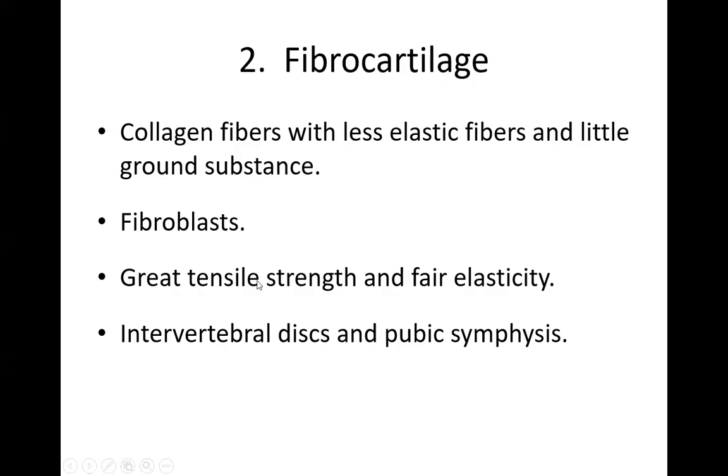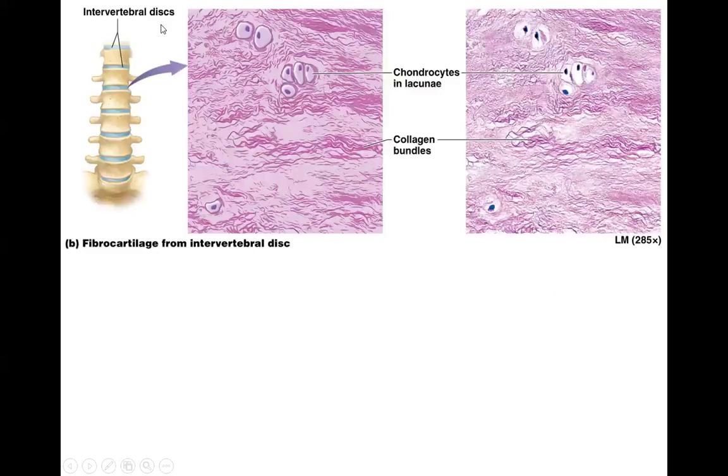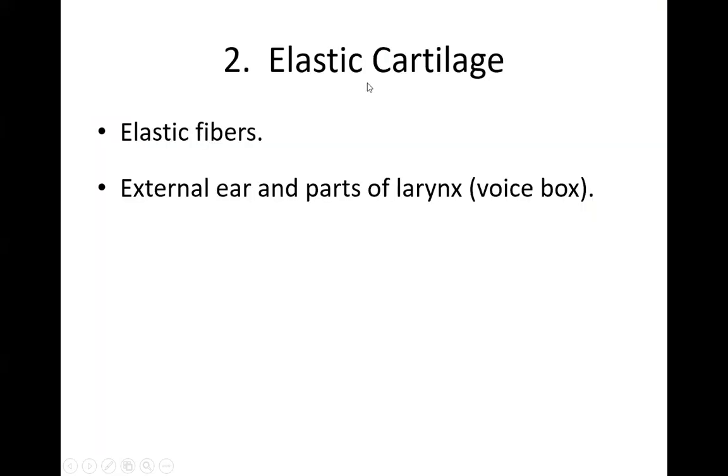Fibrocartilage is found in the intervertebral discs and the pubic symphysis. This is the intervertebral disc, and these are fibrocartilage from the intervertebral disc, and these are chondrocytes in the lacunae, and these are collagen bundles. Elastic cartilage is made up of elastic fibers, and it is found in the external ear and parts of the larynx, the voice box.